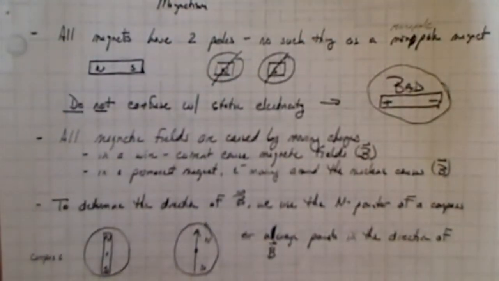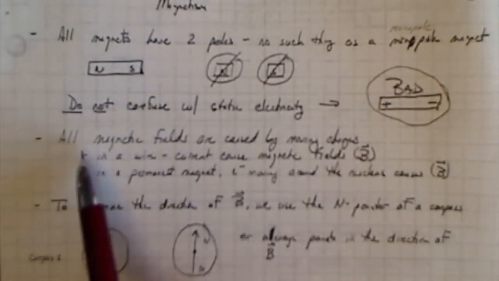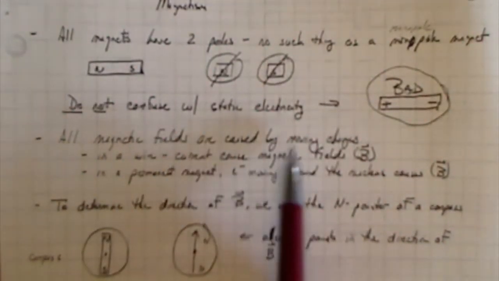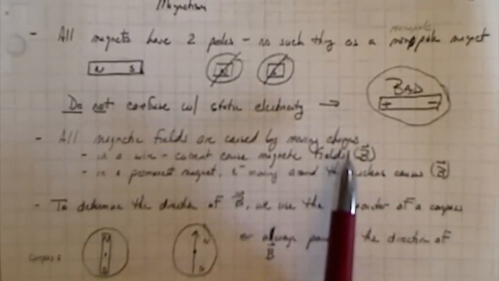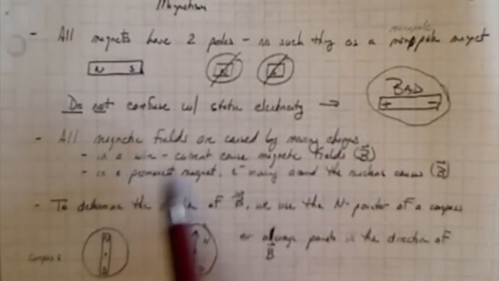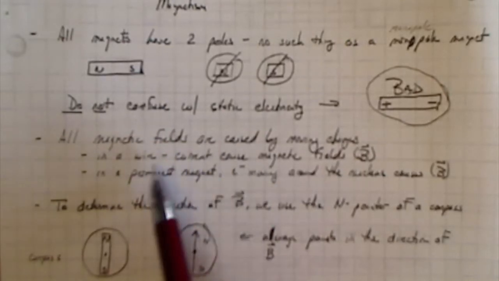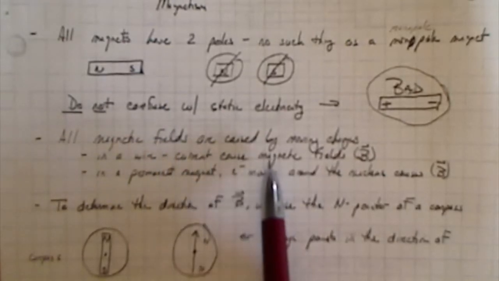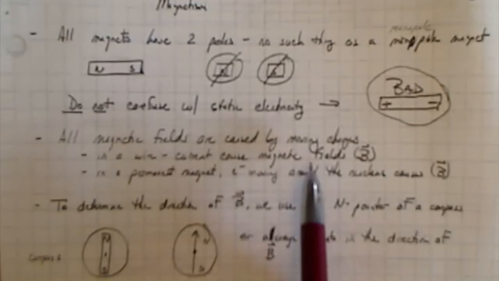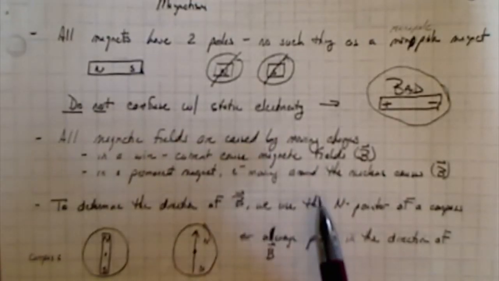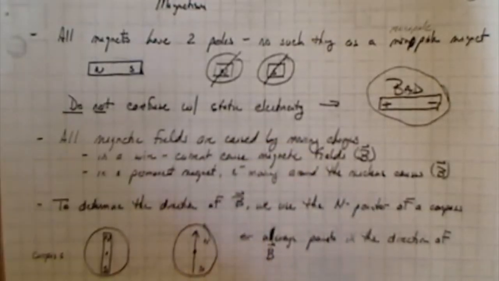A couple other things to remember. First of all, magnetic fields are caused by moving charges. We'll be going into that in a lot more detail. In a wire, current causes those magnetic fields. In a permanent magnet, it's the electrons moving around the nucleus that cause the magnetic fields.